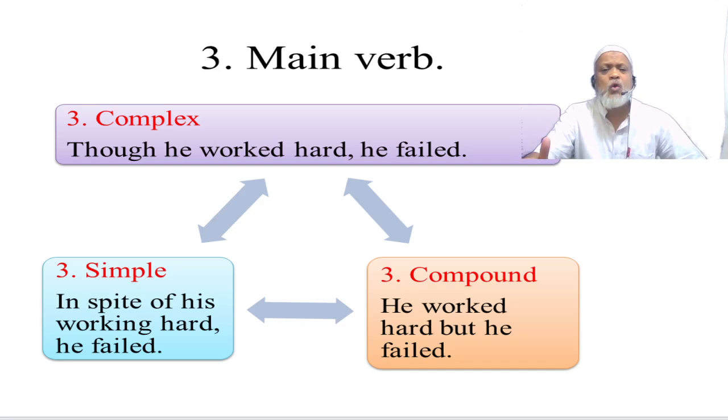Here is an example of a complex sentence: Though he worked hard, he failed. Here worked is a main verb. It is not an auxiliary verb. It doesn't have an auxiliary verb. It's merely a main verb here, a finite verb, and a regular verb.